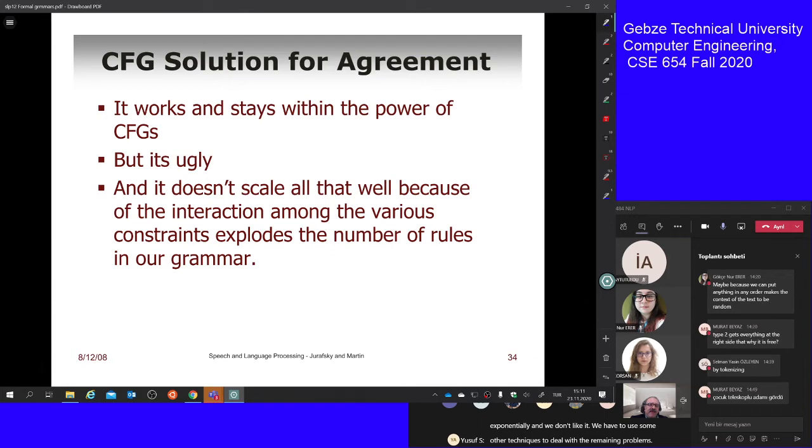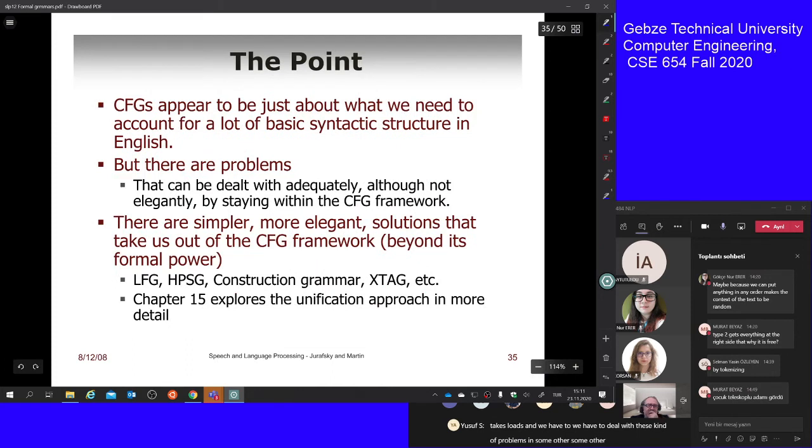So the solution of increasing all the rules for each agreement problem, transitive, intransitive problems, word types, it works, but it is ugly. And it doesn't scale that well because of the interaction among the various constraints. So it explodes, and we have to deal with these kinds of problems in some other way.